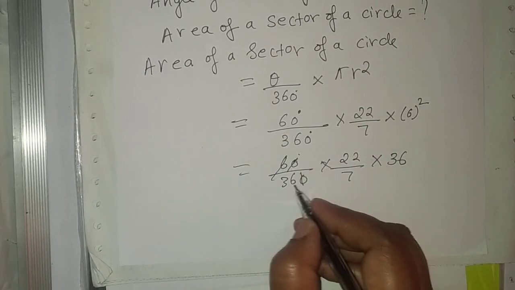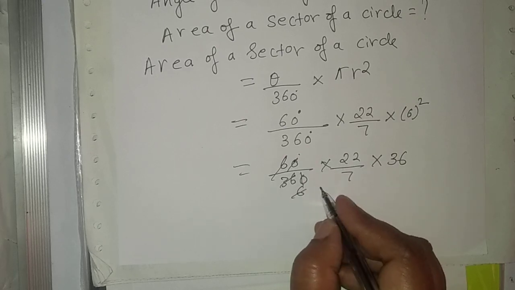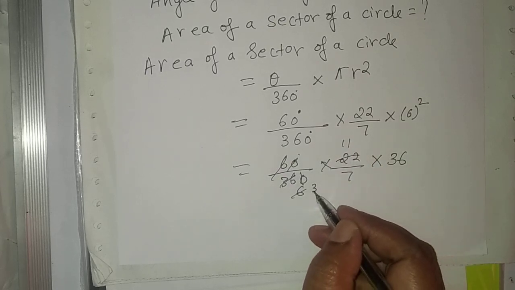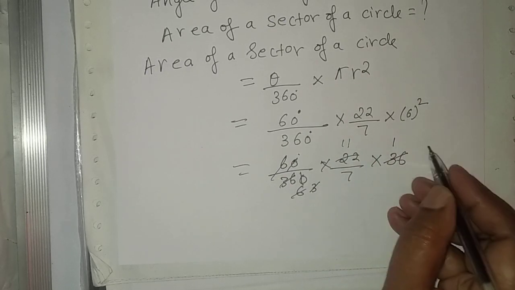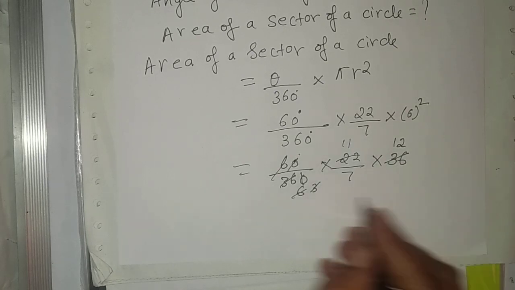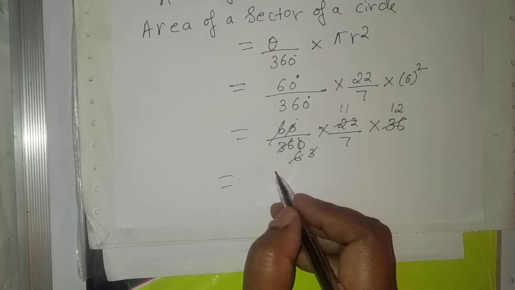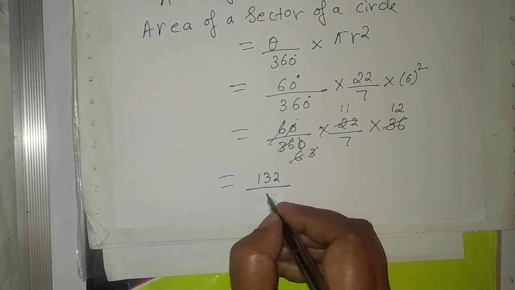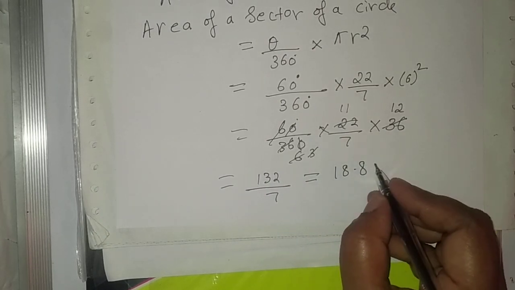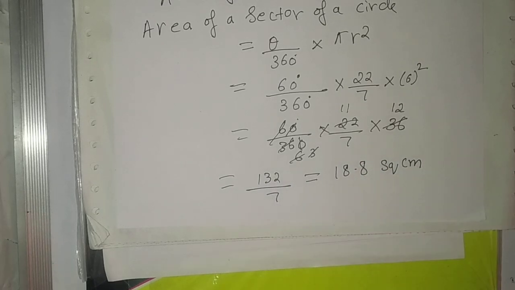Cancel, 6 ones are 6. Again simplify, 2 3s are 6, and so on. Again 3 1s are 3, 3 2s are 6. So simplifying this, finally what we get is 132 by 7, which is equal to 18.8 square centimeters. So that's all.